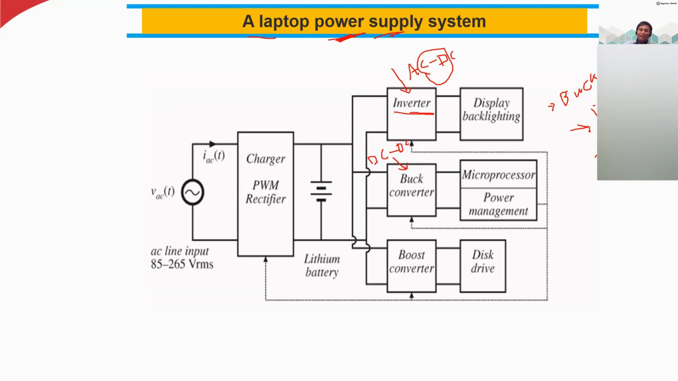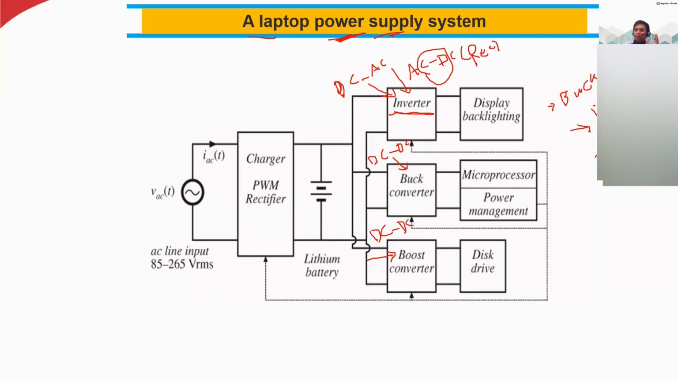You can also stop me anytime. That's good. So AC to DC is a rectifier actually. The inverter is doing the opposite operation. It's going to be DC to AC. Yeah, this inverter is converting DC to AC. And we have, of course, the display backlighting, and we have the microprocessor and so on. But here we have the boost converter that is just going to boost the DC voltage. This is also DC to DC.